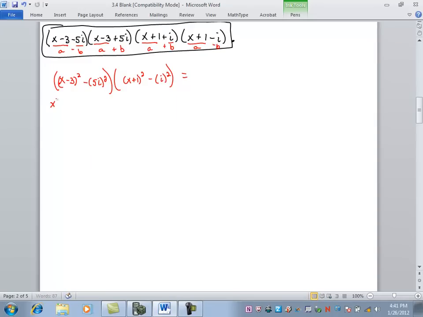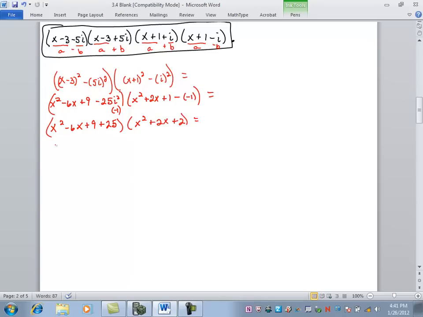And so what this would give us, x squared minus 6x plus 9 minus 25i squared times x squared plus 2x plus 1 minus -1. And so I've got x squared minus 6x plus 9 plus 25, because we remember i squared is -1, times x squared plus 2x plus 2. And so we're looking at x squared minus 6x plus 34, times x squared plus 2x plus 2.